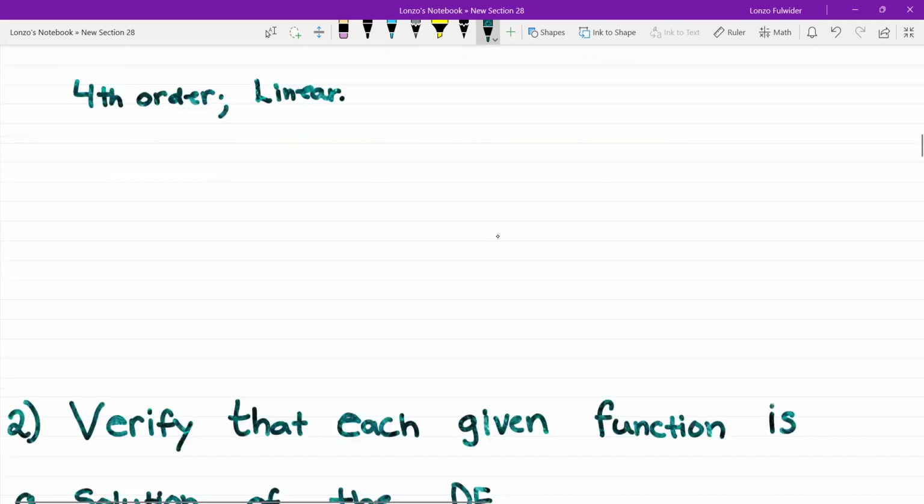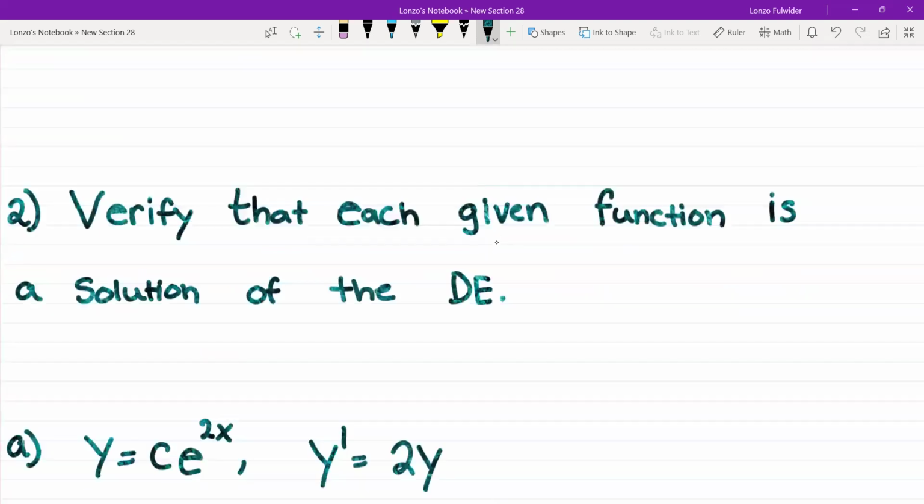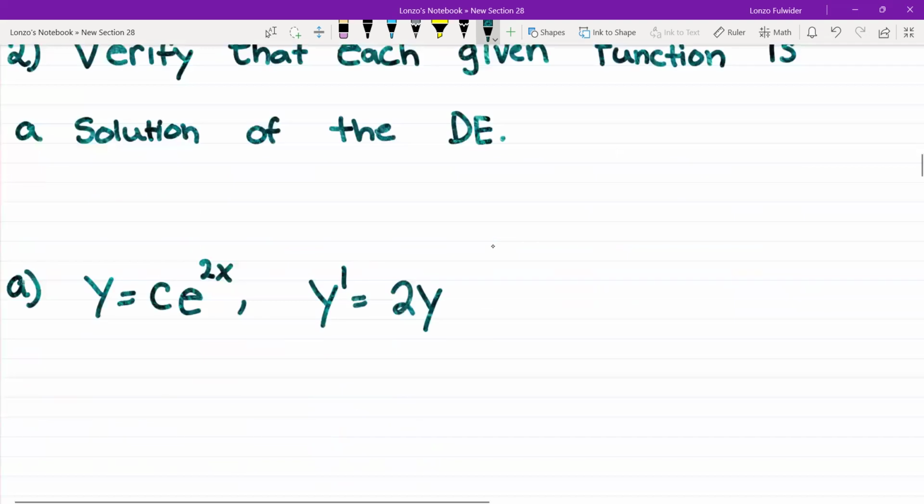Okay, so let's move on to number 2. It says verify each given function is a solution of the differential equation. So this is like an initial value problem. For number 2, we have y equals c times e raised to the 2x, and we have y prime equals 2y.